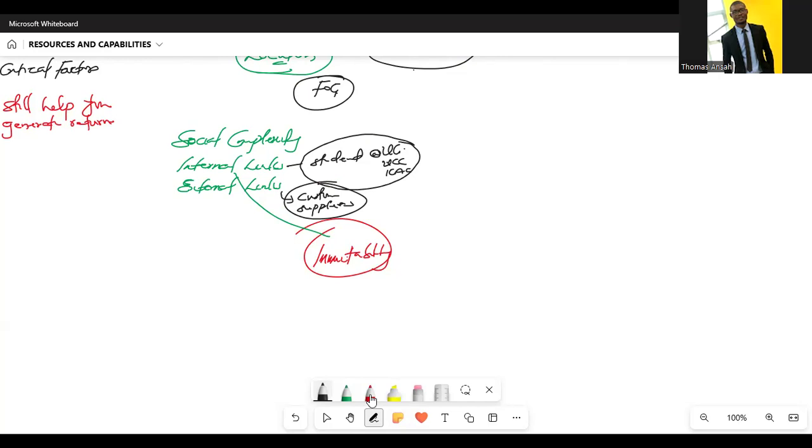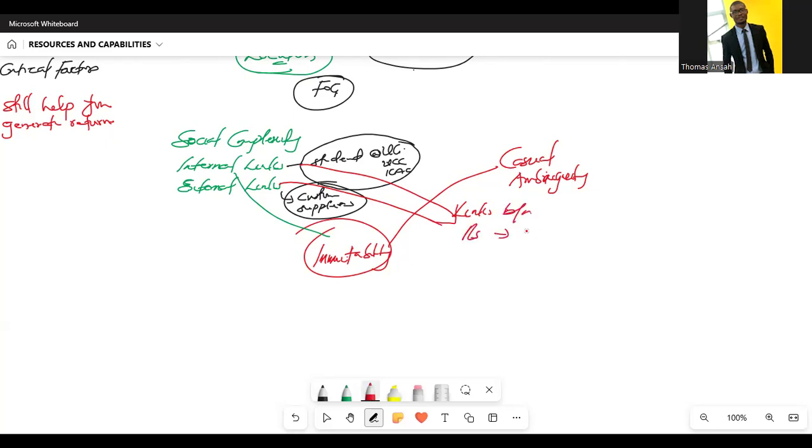Then we have what we call causal ambiguity. Now, what we are talking about is the relationship between the links that you have, whether internal or external, and how that link, all right, the link between your resources and your competitive advantage, your CA. Now, the thing is that it has become such that it is very, very difficult to understand. That is what we call ambiguity.